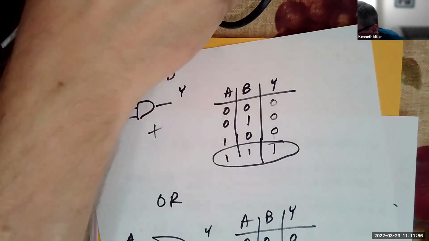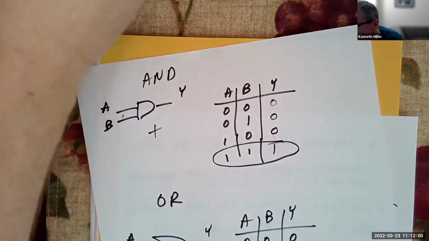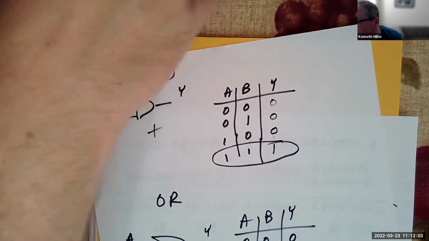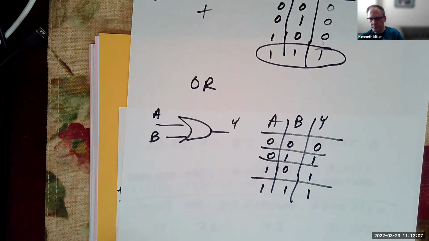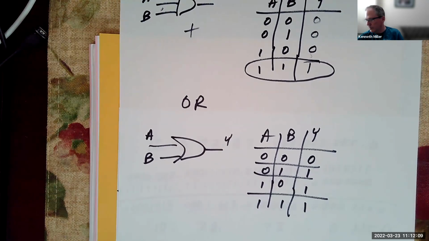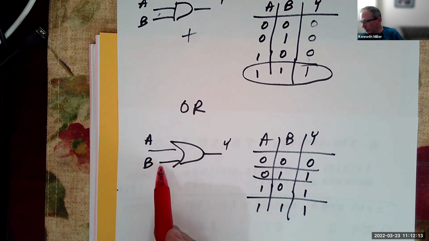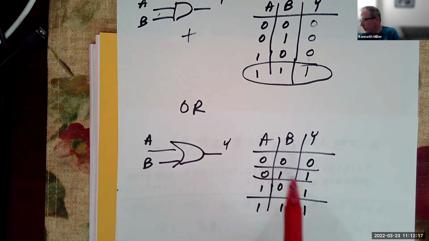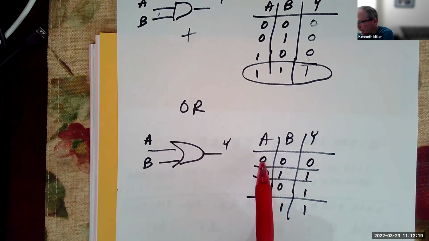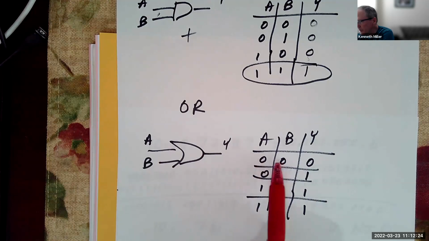If we look at the OR gate, it looks like this. So we still have our inputs, but now we have the beveled corner there. And the way we read this is A or B is 0 if both of the inputs are 0.